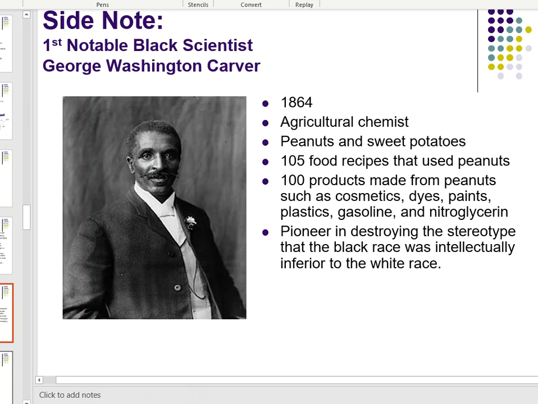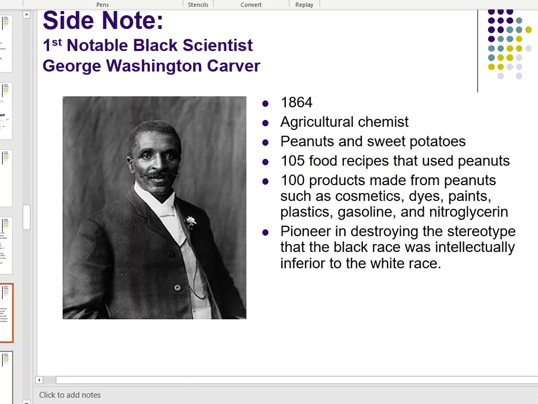Peanuts was a crop that was very important during that time, and peanuts actually replenish nutrients in the soil. So it was this concept that we should start growing peanuts to replenish nutrients in the soil, so that way we can plant other things a little bit later and they'll grow even better. So we could rotate these crops around. So not only did he come up with this peanut plantation, but he also created some peanut recipes that went along with peanuts as you grew them. Peanuts were also used in other products: cosmetics, dyes, paints, plastic, gasoline, nitroglycerin, you name it.